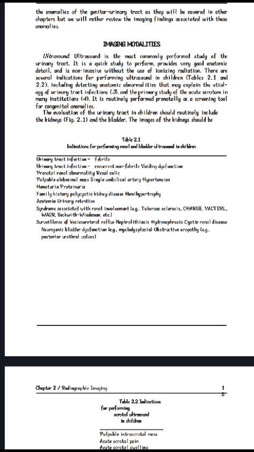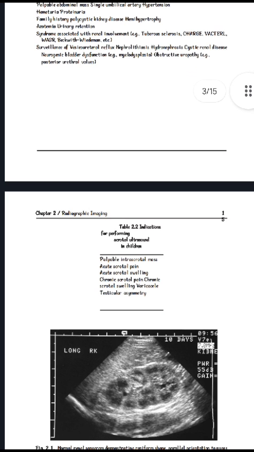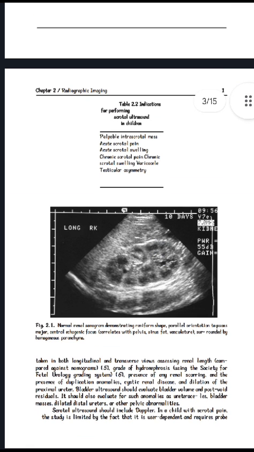Surveillance of vesicoureteral reflux, nephrolithiasis, hydrocephalus, cystinosis and renal disease. Neurogenic bladder dysfunction, for example myelodysplasia. Obstructive uropathy, for example posterior urethral valves. Next one, the indications for performing scrotal ultrasound in children.